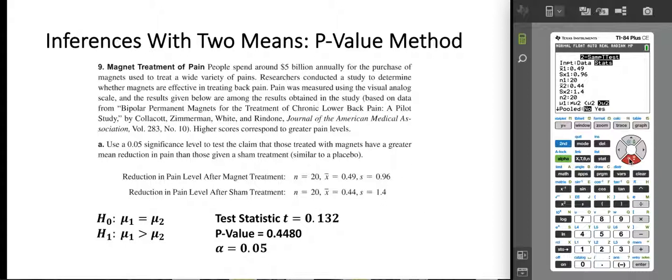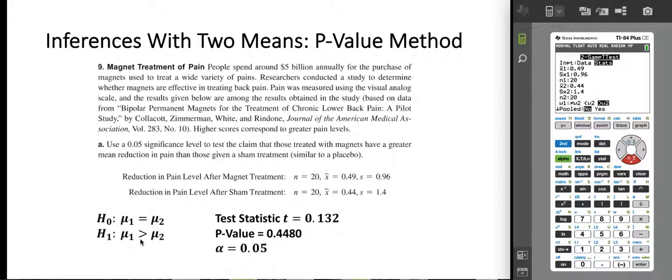Then I'm going to go through and enter all these statistics, which I did before I started the screencast. So x̄1 was 0.49. The standard deviation from the first population is 0.96. The number in that group was 20. And then with the second population, the mean was 0.44. The standard deviation was 1.4. And the number in that group was 20.